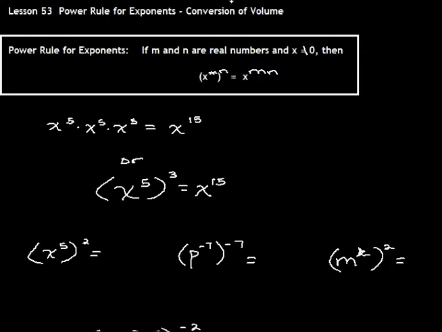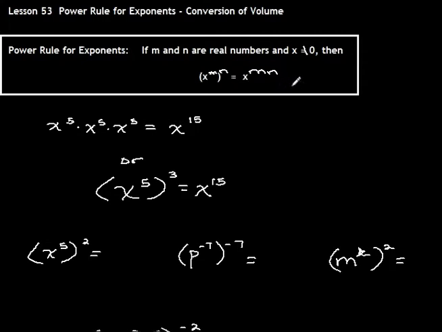When you're adding like terms, you don't add the exponents. Now we're going to talk about when we multiply the exponents, and we're going to be using the power rule for exponents, which says if m and n are real numbers and x, the base, does not equal 0, then x to the m to the n power equals x to the mn.